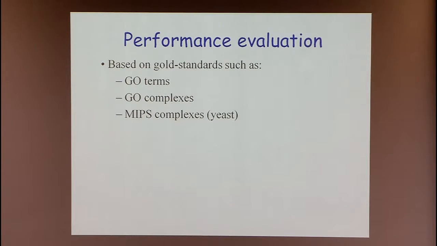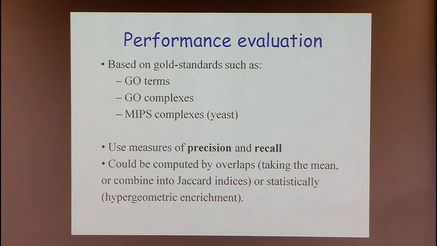So these are the gold standards that you use, and then you use some measure of precision of your finding, how specific you are, and some measure of recall, how well you are capturing the world of known complexes. To measure that, you can simply measure your overlaps with the gold standard, or you can do something more statistical, for example, computing the hypergeometric enrichment of your predicted complexes with the known complexes.